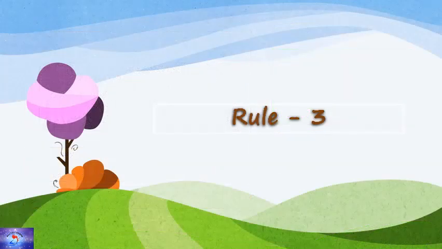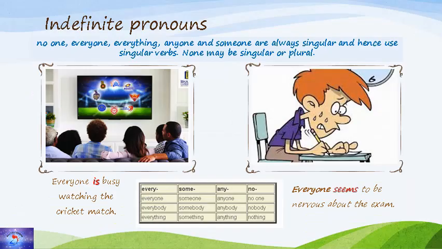So now let us see rule 3. Rule 3 is about the indefinite pronouns. No one, everyone, everything, anyone and someone are always singular and hence use singular verbs. None may be singular or plural.